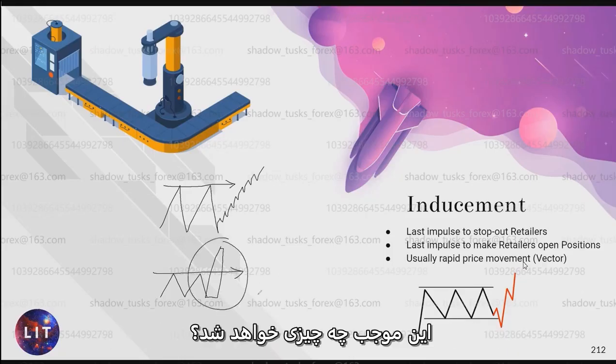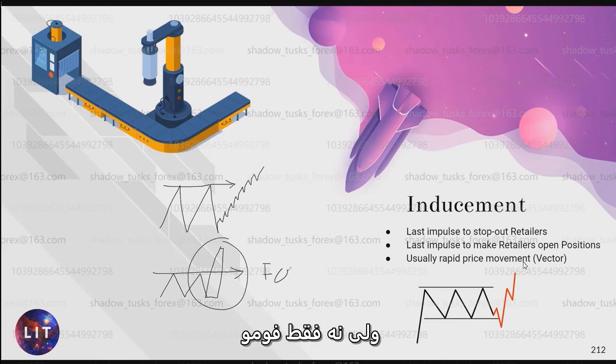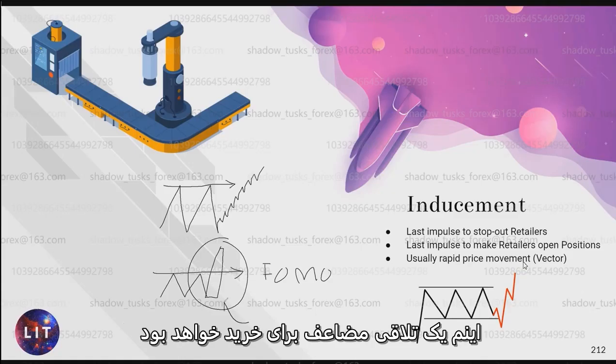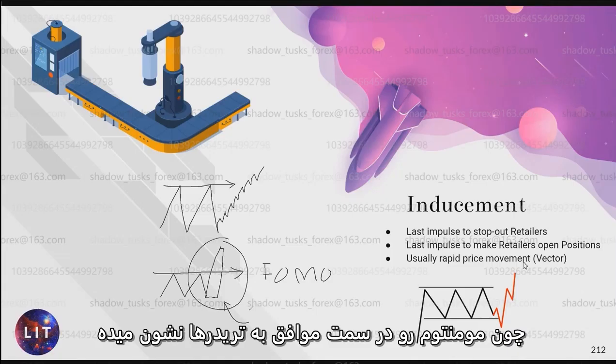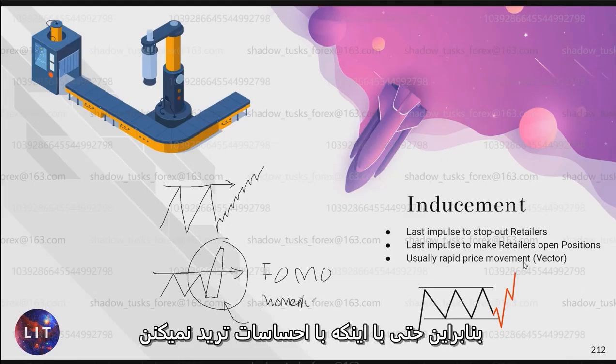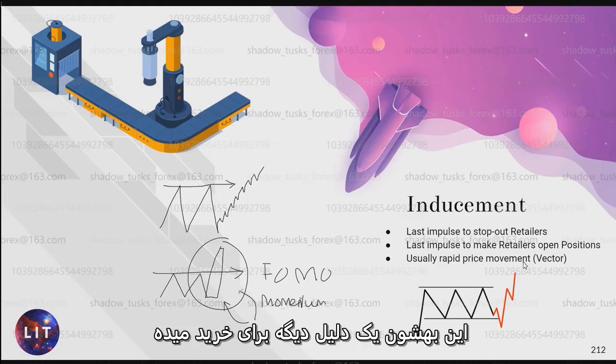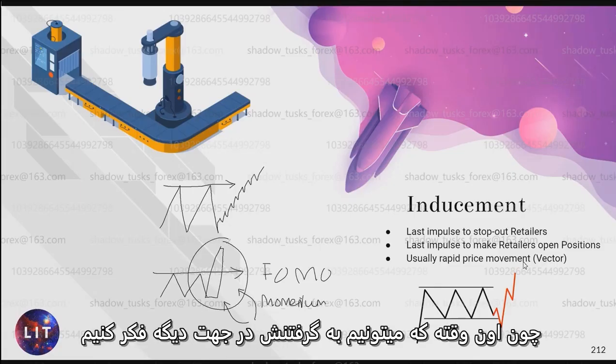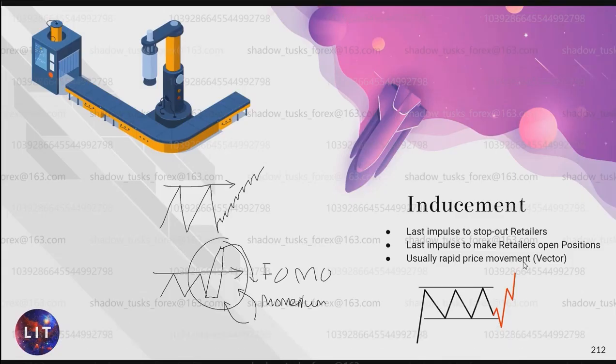This is going to cause what? It's going to cause FOMO, but not just FOMO. Let's say that everyone's got their emotions under control. This will also be an additional confluence for the buy, because this shows them momentum is on my side. Yeah. So even if they're not trading with emotions, this gives them another reason to take the buy. So this is what we like to see, because then we can look to take it in the other direction.